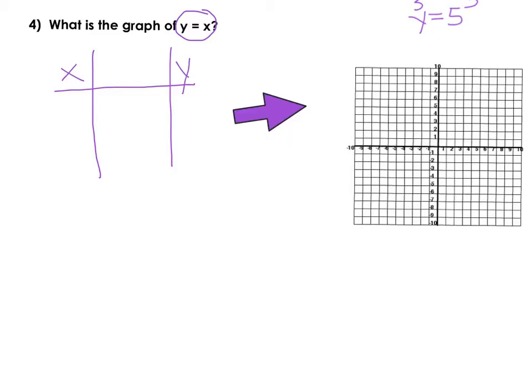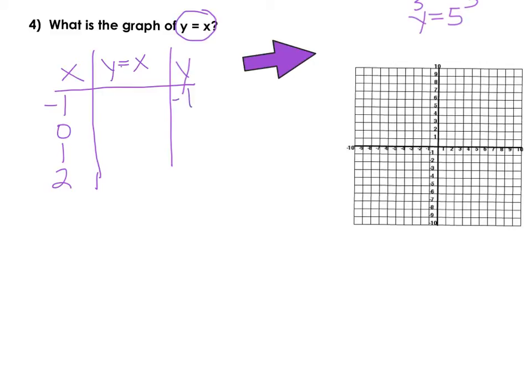And so we'll once again pick our input values. So I'll simply do negative 1, 0, 1, 2. Then the next part is the rule. Well, you're going to notice that in this problem, there's really no math. It just says y equals x. So that is our rule. Whatever x is, y is going to be the exact same value. So if x is negative 1, if they're equal to each other, then y has to be negative 1. If x is 0 and they're equal to each other, then y has to be 0. And the same for the input of 1, and the same for the input of 2.